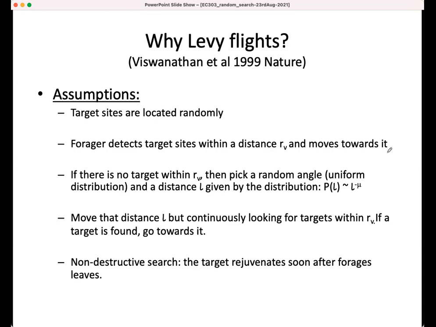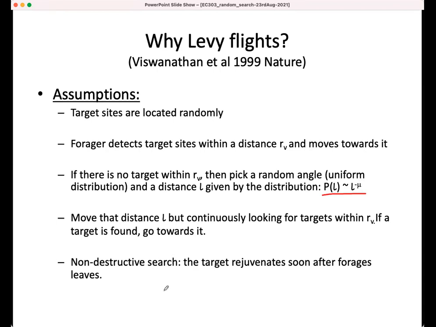Okay, so basically the animals are moving with a jump length given by a power law distribution. All these are also called Levy distributions with some mu, and they have these long flights, various flight lengths, right? In any of their flights, within the distance RV, if they find a resource, then they just turn towards it and consume the resource.